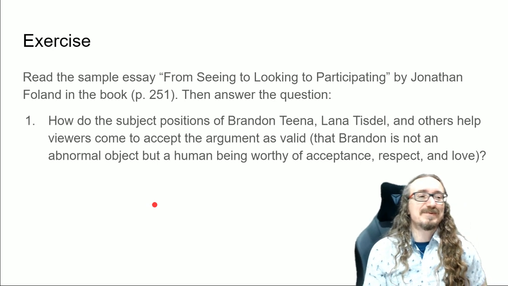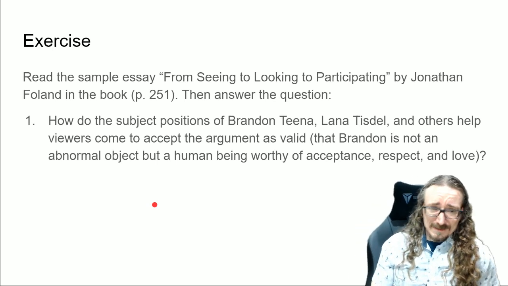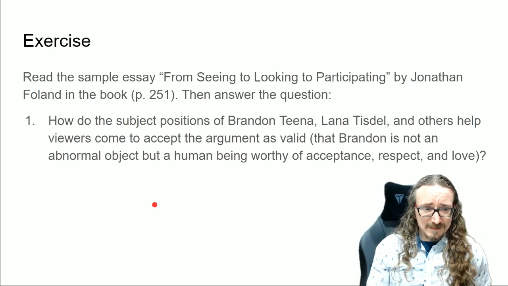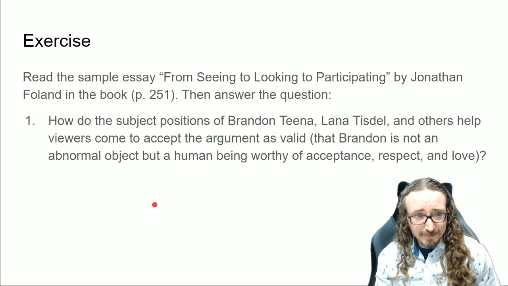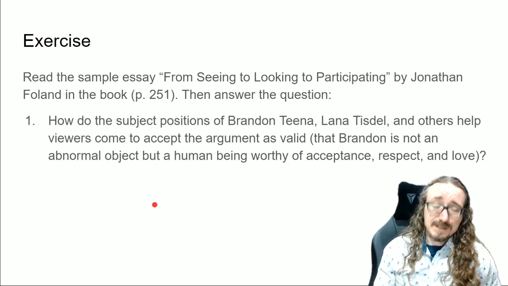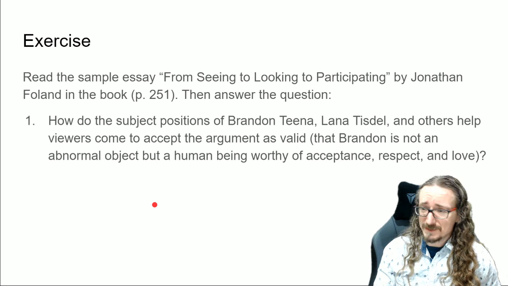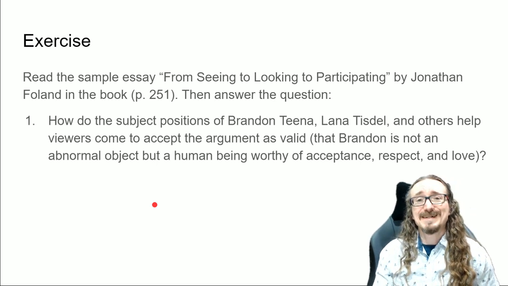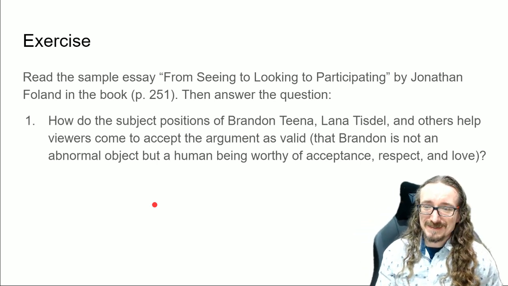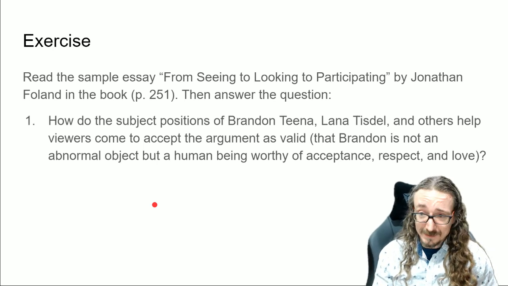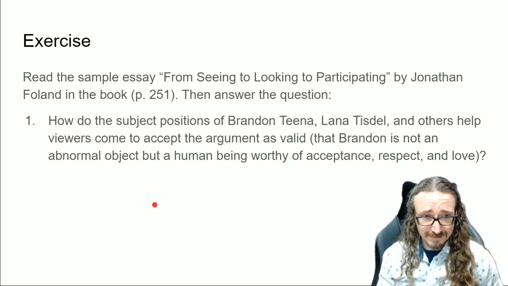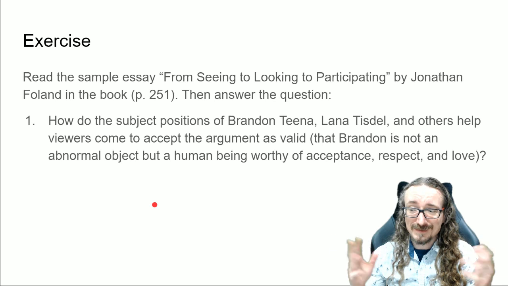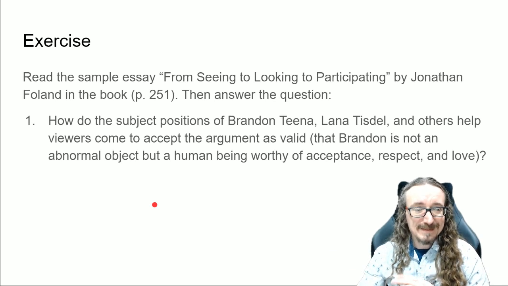All right, let's wrap up here then. Take a look at the sample essay in the back of this chapter. It starts on page 251. It's called From Seeing to Looking to Participating, by Jonathan Follin. It's a student example. Read that. It's a brief essay. And again, pay attention to how they're working in the sources, secondary sources, and so on, and how they're working with the terms that we talked about here. And then see what you think.